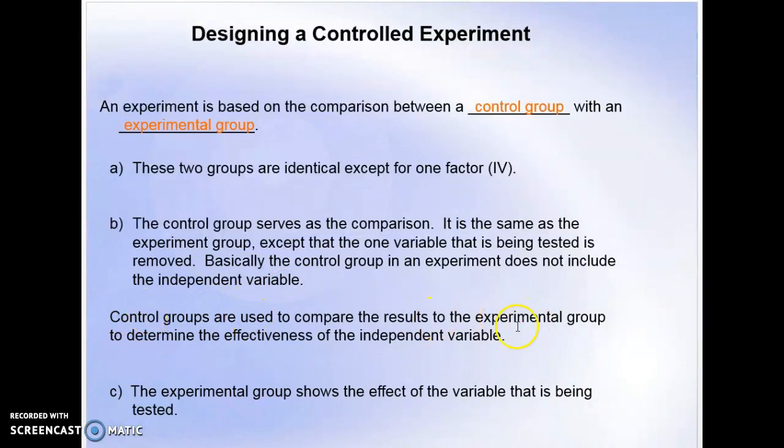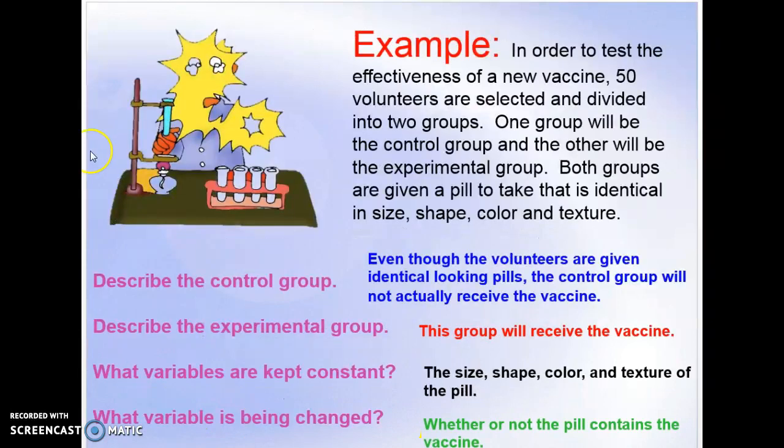Control groups are used to compare the results with the experimental group to determine the effectiveness of the independent variable. All right. And the experimental group is going to show the effect the variable we're testing has on another. All right, so like I said, this will make more sense when I go through it. I don't want to take too much time.